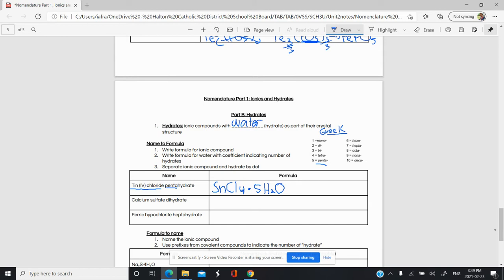Let's try another one. We have calcium sulfate dihydrate. So the ionic compound, same type of formula rule that we saw earlier. Calcium sulfate, using your crisscross or charge balancing, is CaSO4. Put a dot because we know it's a hydrate. Di means that there's 2 H2O particles or molecules there.